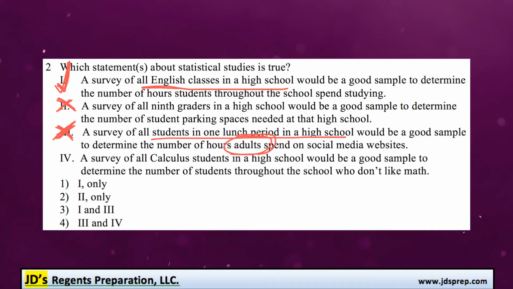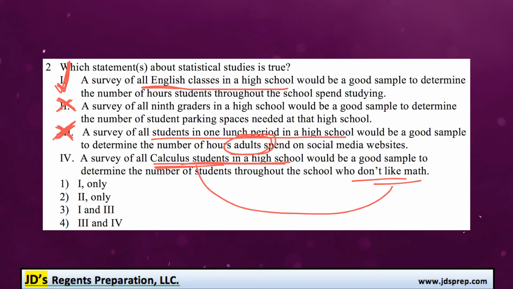And number 4, a survey of all calculus students in a high school would be a good sample to determine the number of students that don't like math. Well, you've definitely got some bias here because typically students that have stuck out long enough to get into a calculus class generally like math.